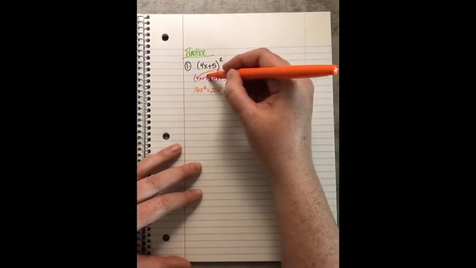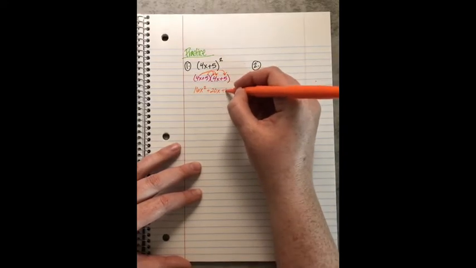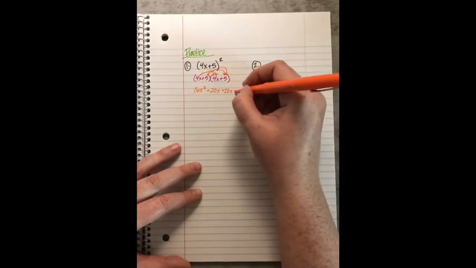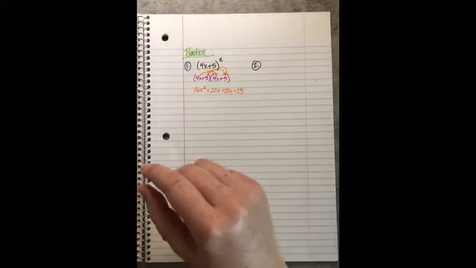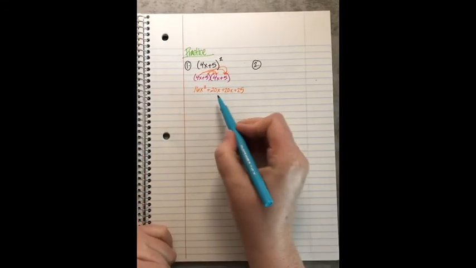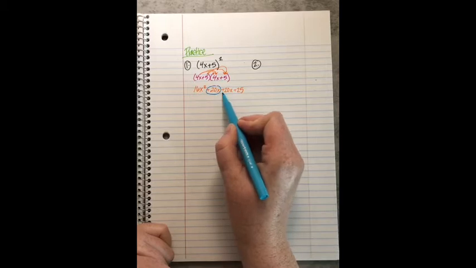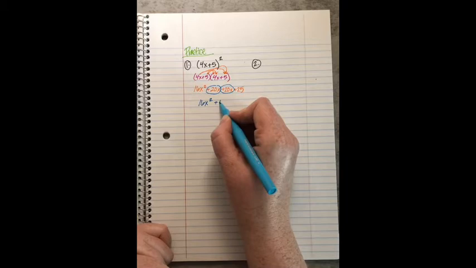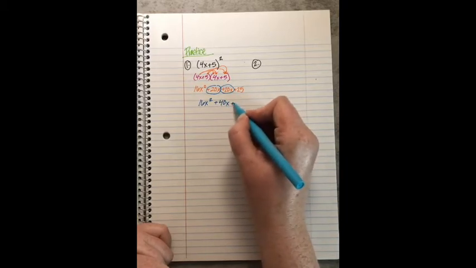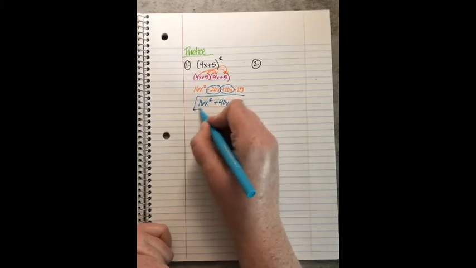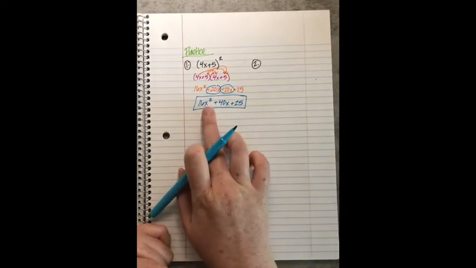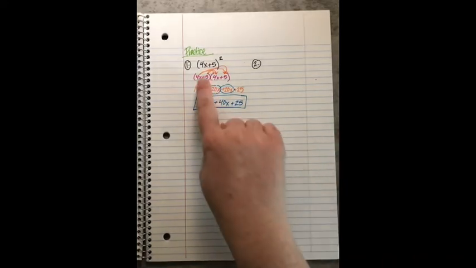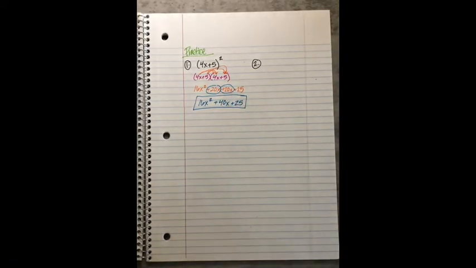I go to my inside terms. 5 times 4x is 20x. And then I multiply my last terms. 5 times 5 is 25. The last part of this is to combine these like terms together. And I would get a final answer of 16x squared plus 40x plus 25. Notice my answer is in standard form already, so I don't need to change it around. That's it. Expand it out, multiply it up, final answer.